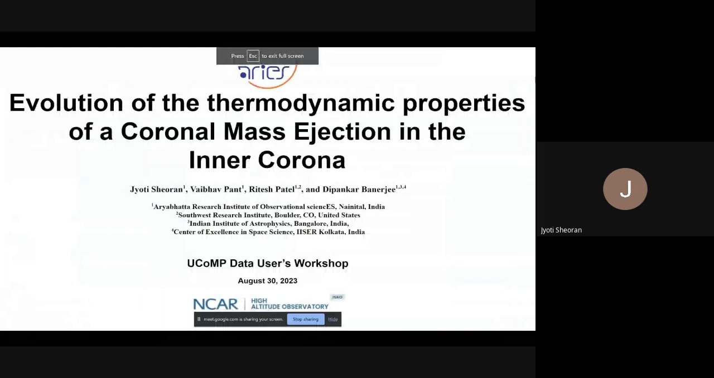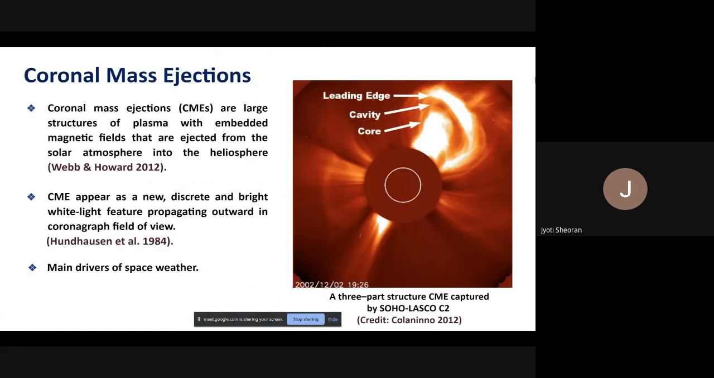So, hello everyone. Today I'm going to present our recent work in which we studied the evolution of the thermodynamic properties of a coronal mass ejection in the inner corona using COMP and K-Cor data. So let me first briefly introduce the coronal mass ejection.